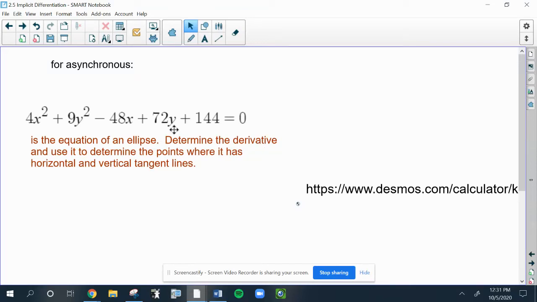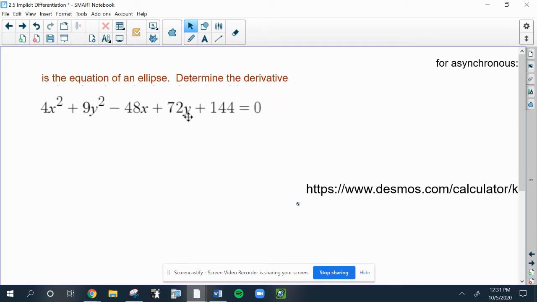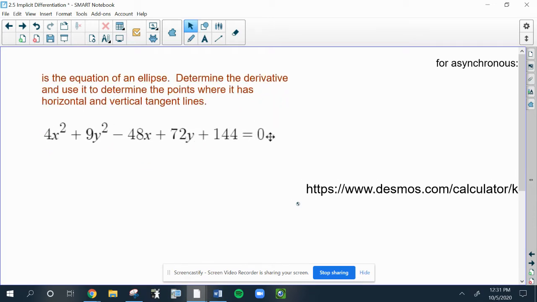Here's another example of an implicit differentiation problem, and we're going to actually use the result to answer some application questions. So this long equation, this function of both x and y, is the equation of an ellipse. And we're going to use the derivative to determine where this ellipse has horizontal and vertical tangent lines, and it should tell us a lot about what the graph looks like.